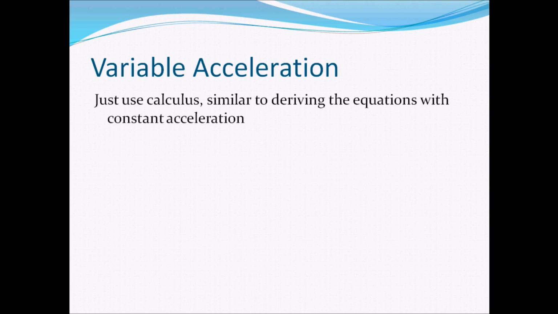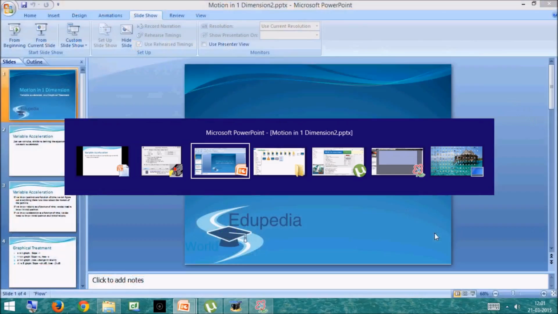The key concepts for being able to solve problems involving variable acceleration are very simple if you really understand the basic concepts. If you know how to derive the four equations we derived for constant acceleration, then you have to use the exact same concepts to derive the motions for variable acceleration. So let's look at examples.